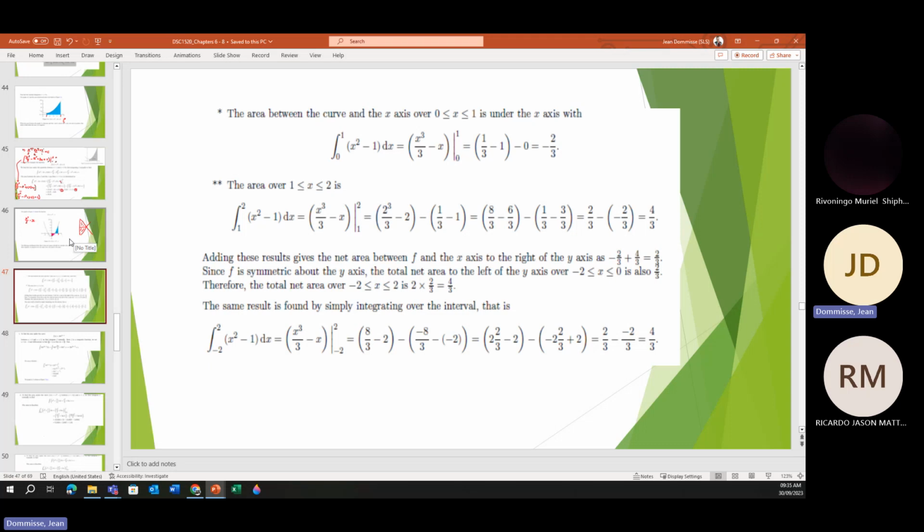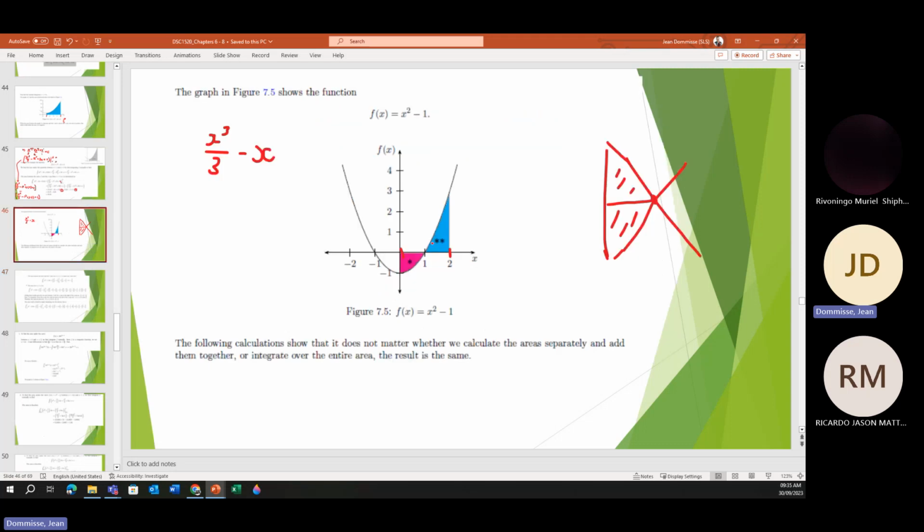But the difference with this one is, and you could see it here as well, you will first need to work out that component, so you will first need to work it out between 2 and 1, and then you would need to work it out between 1 and 0.